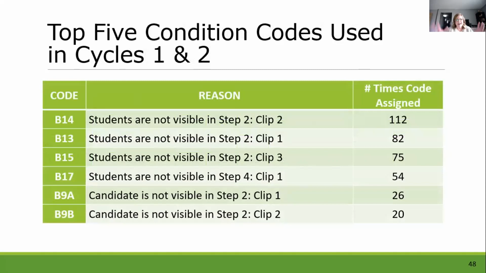Our top 5 condition codes that we use for cycle 1 and 2, and you will see a recurring pattern. Students not visible, students not visible, candidate is not visible. So it's really, really important that you are conveying to the candidates that they need to meet the requirements of seeing the students. All right, next slide.